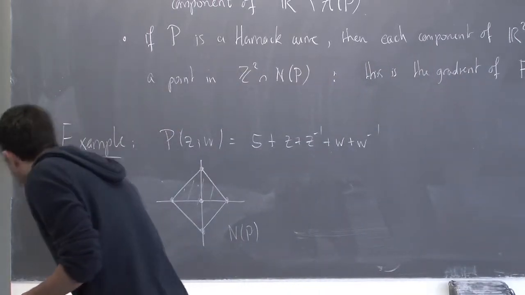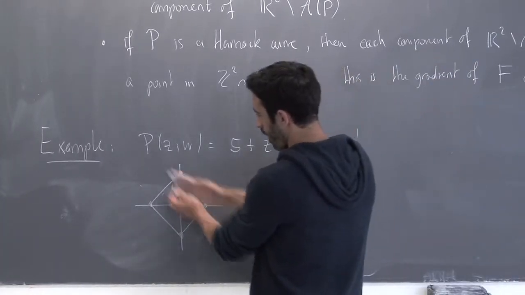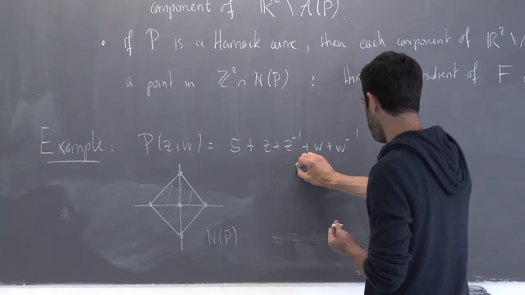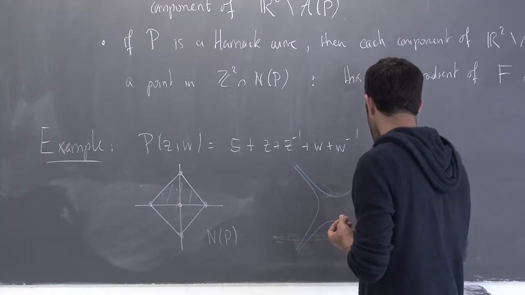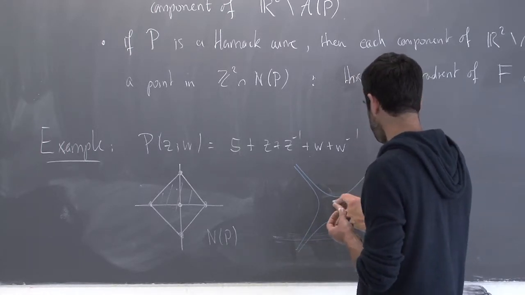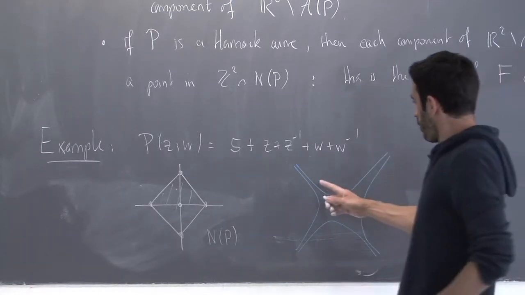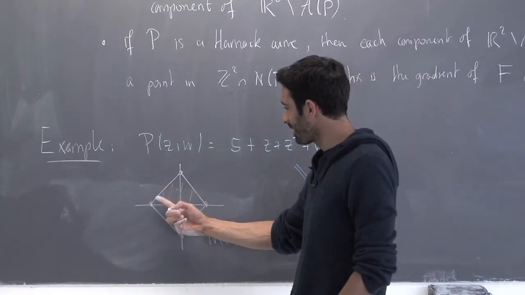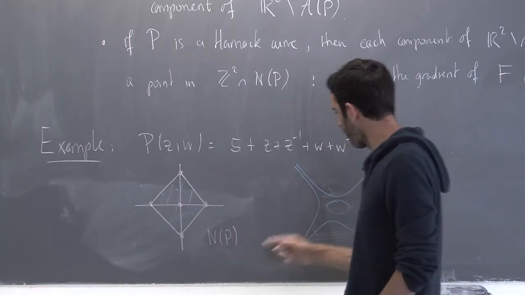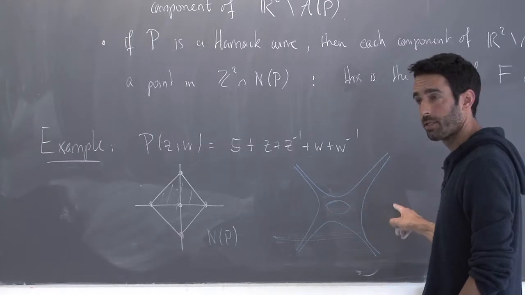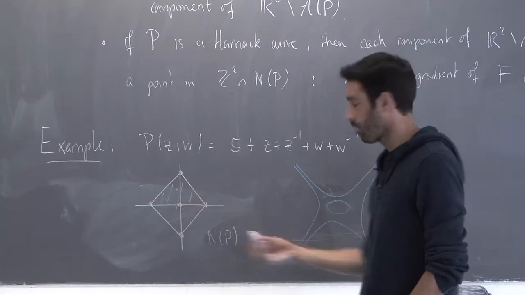And then we know that the amoeba, since it's a Harnack curve, has one tentacle for each side here. So let me draw the amoeba again. We drew it already. And you see we indeed have one component in the complement for each integral point of the Newton polygon, right?